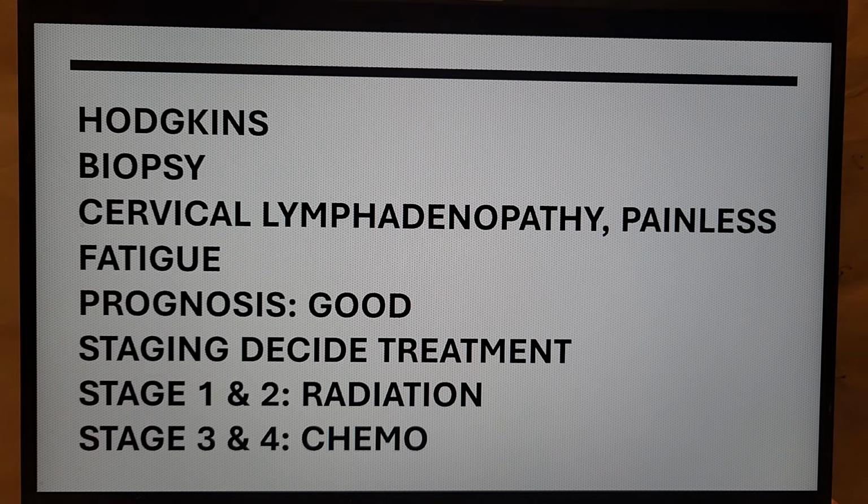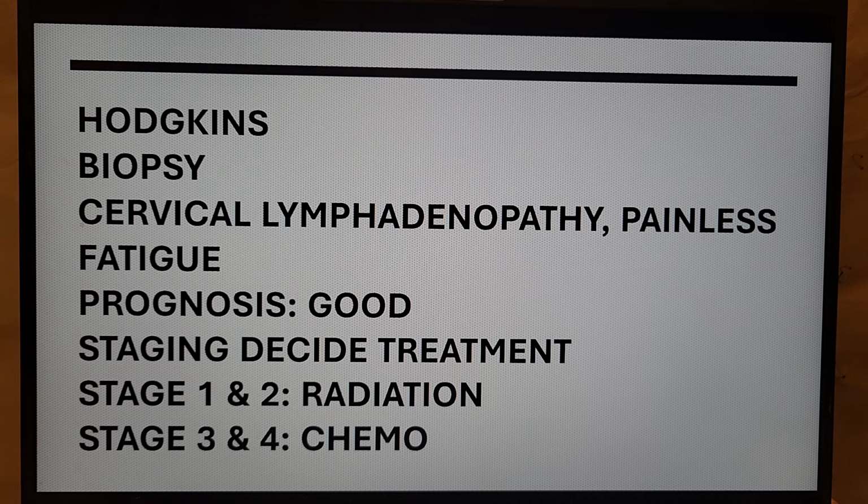So stage 1 is the one that has only one lymph node above the diaphragm. Stage 2, if more than one, right? More than one lymph node affected, but it's still above the diaphragm. Stage 3 already affects the upper and lower part of the diaphragm, right? So above and below the diaphragm, that's stage 3. And if already metastasized everywhere, that's stage number 4.